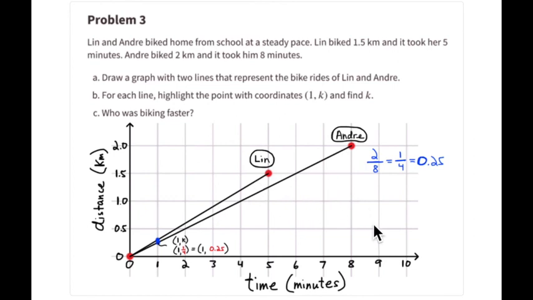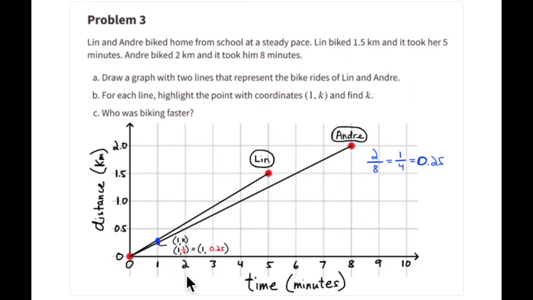So Andre is at 8 minutes and he traveled 2 kilometers. So that's 2 kilometers per 8 minutes. So that's equal to 1/4. So 1 kilometer every 4 minutes, which makes sense. 1 kilometer every 4 minutes, or 25 hundredths of a kilometer in 1 minute. So 1/4 of a kilometer in 1 minute. So this value right here is 1/4. This is 1/2. Half of 1/2 is 1/4.